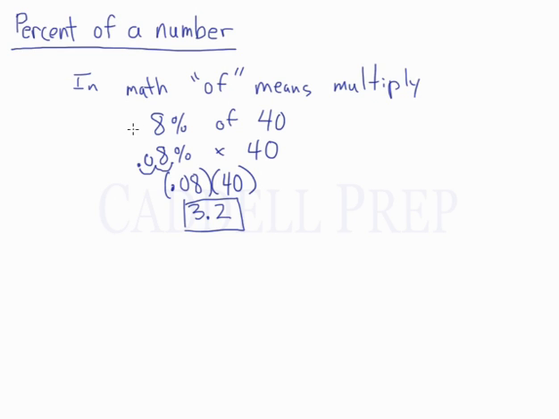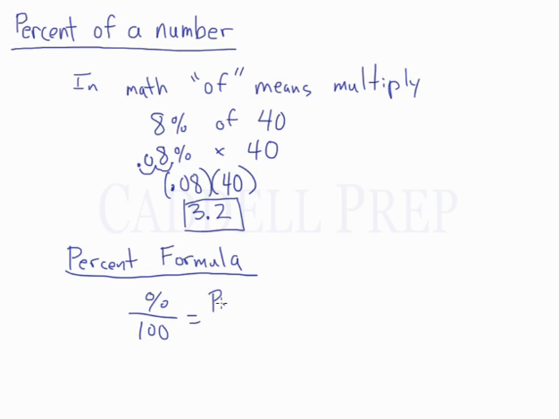There's another way to find a percent of a number, and that's using the percent formula. The basic way to write the percent formula is the percent over 100 equals the part over the whole. Generally in a question, the part is associated with "is", and the whole is associated with "of".